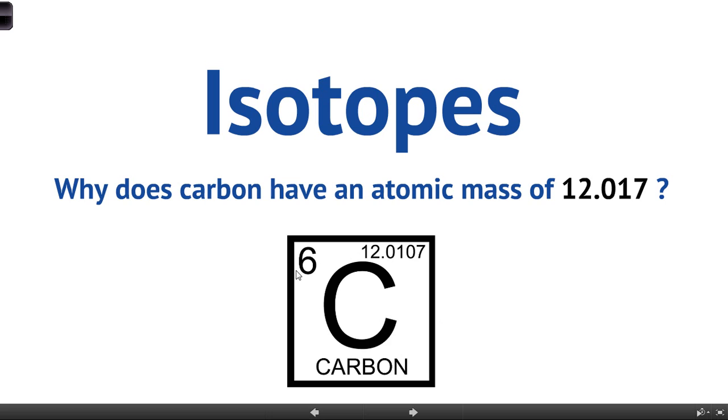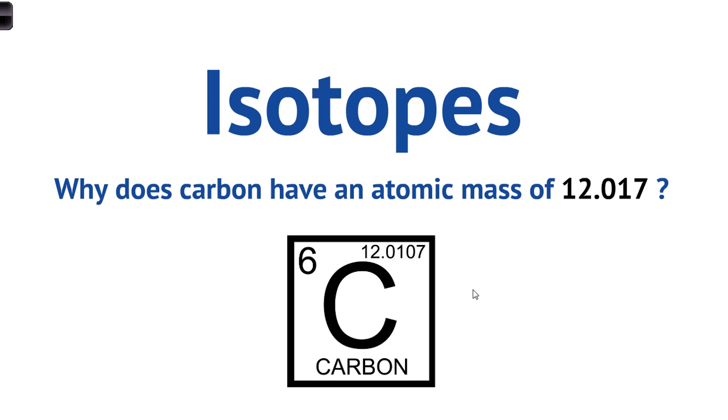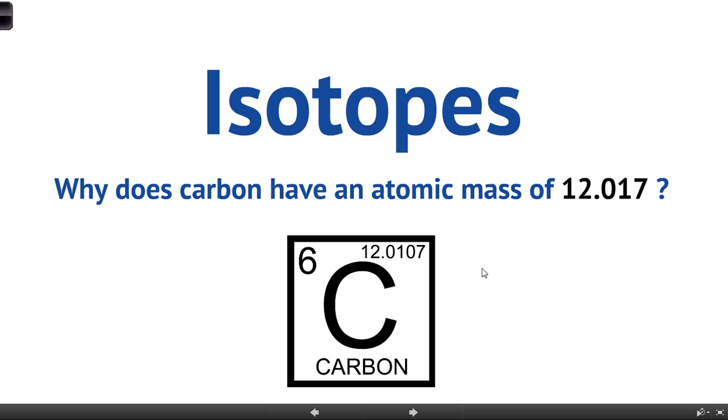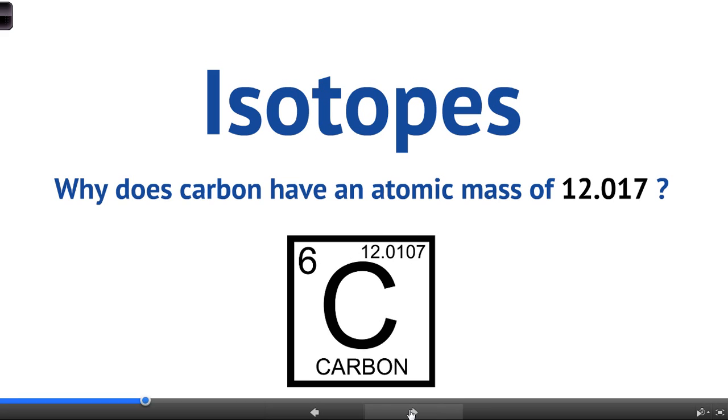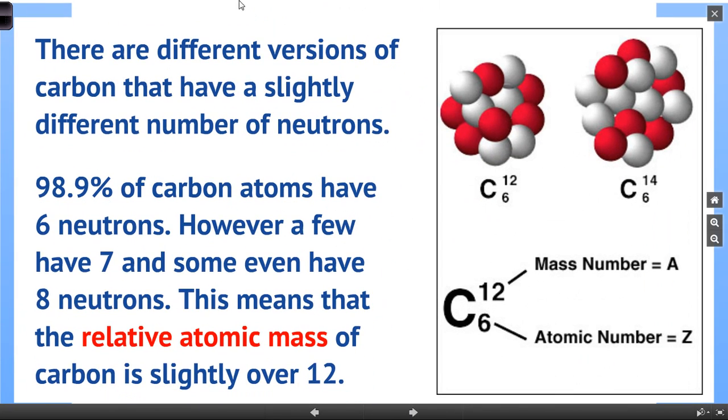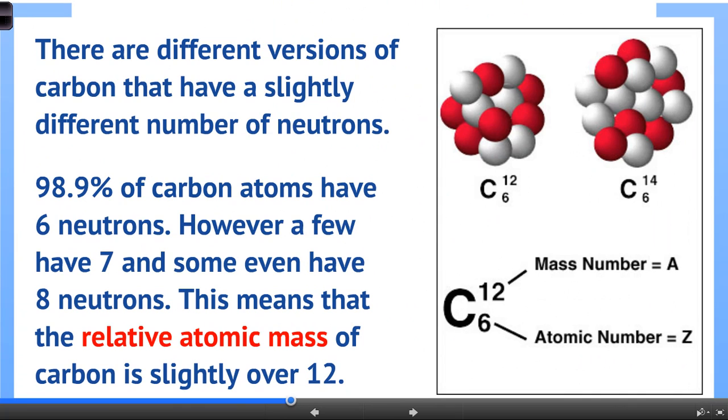You know the atomic number, here 6, means that it's got 6 protons, and the mass number is the total number of protons and neutrons. So you might think that carbon has 6.017 neutrons. But do you really think that we can get 0.017 of a neutron? Do you really think there's this tiny piece of a neutron inside there? No, something else is happening here, and it's basically this. There are actually slightly different versions of carbon that have a slightly different number of neutrons.